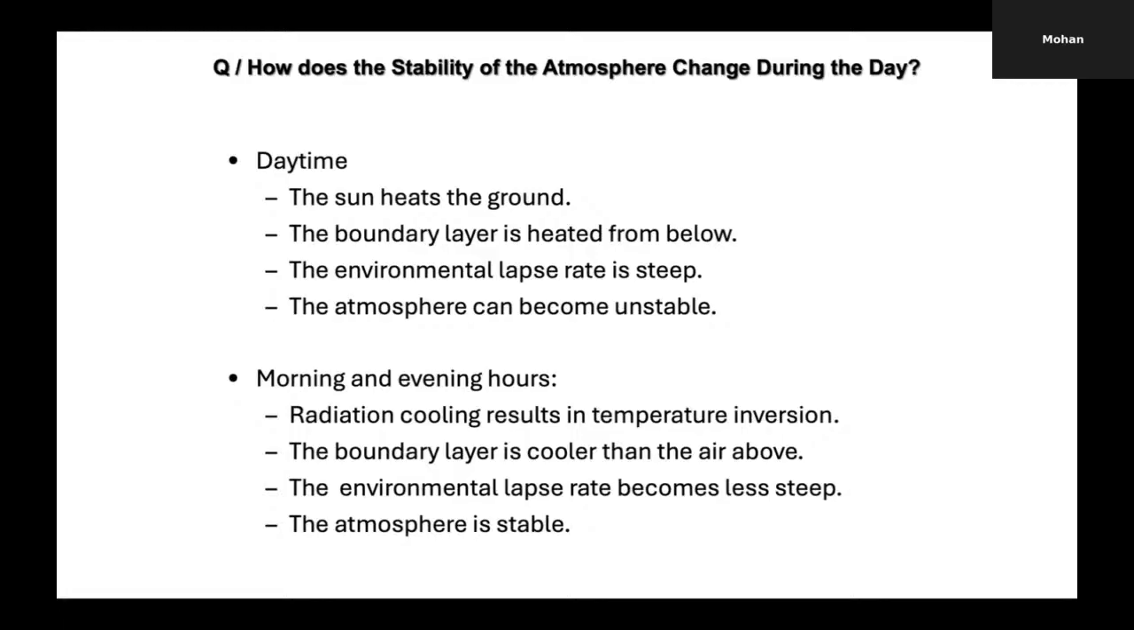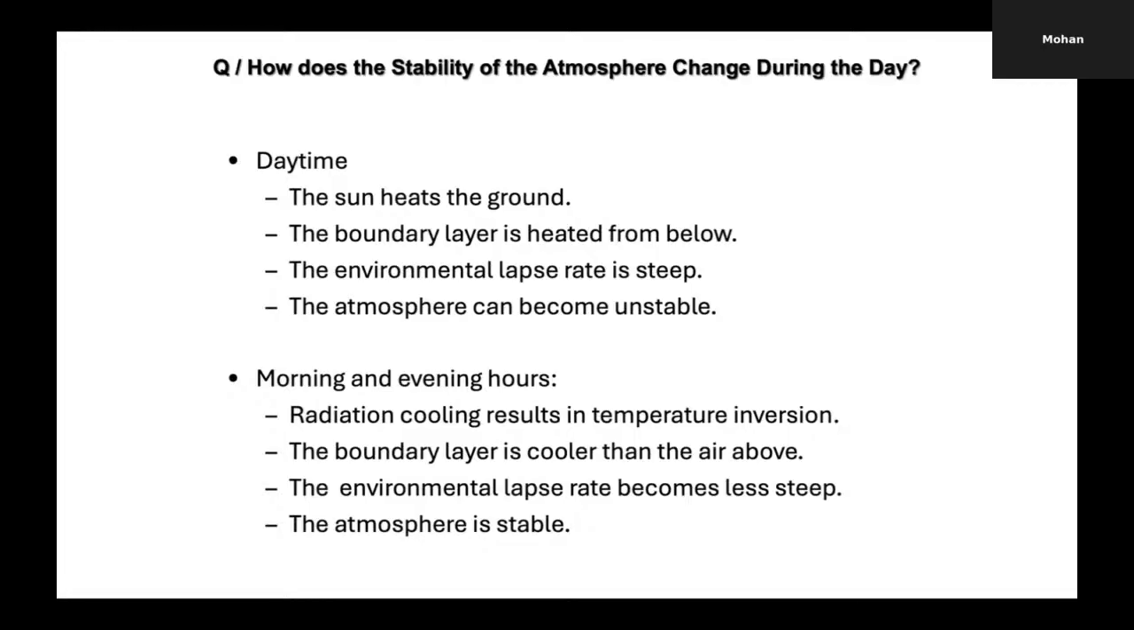So now the question is just to recall everything. How can the stability of the atmosphere change during the day? What kind of things can change stability? I told you just now. In the daytime, there is heating from the sun, the boundary layer is heated from below, and the environmental lapse rate is steeper. I already showed you that instability can happen when the environmental lapse rate is very steep.